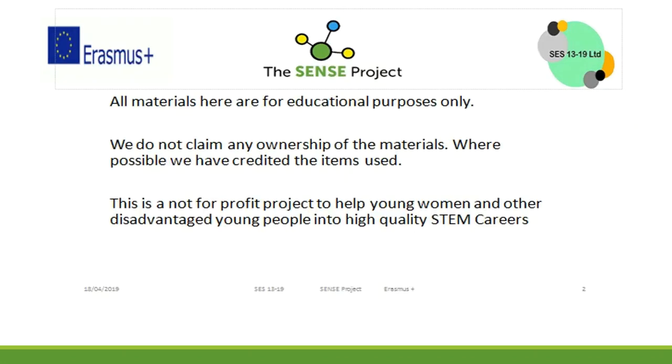Just a reminder, these materials are for educational purposes only, and we don't claim ownership of the materials, and where possible we've credited the items underneath the bar in the PowerPoint. This is not a for-profit project, and the aim of the project is to help young women and other disadvantaged young people into high-quality STEM careers. It's a project sponsored by Erasmus Plus and led by Zelinsky Kraj in the Czech Republic.